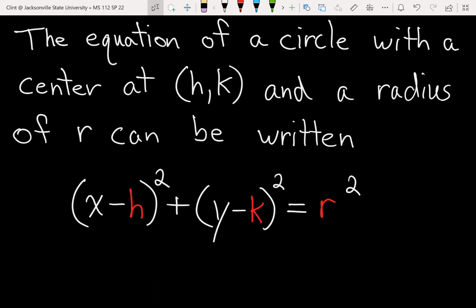So really all we want to be able to do is take some information about a circle. If we're told the center of a circle is at this point and the radius is this, what's the equation of the circle? And we want to be able to go the other way. Here's the equation of a circle. What's the center? What's the radius? Okay, so let's look at a couple.